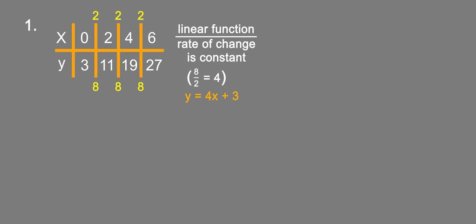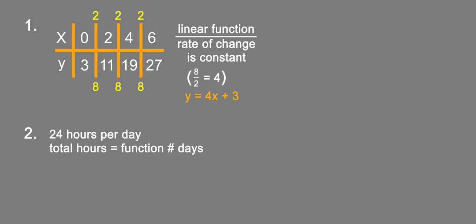Now with number 2, we're given that there are 24 hours per day. Total hours is a function of the number of days. And we're asked, is this linear or nonlinear? And to explain. Well, we have a constant rate of change of 24 hours per day. So total hours simply equals 24 hours per day times the number of days. We'll call it D, or we can go ahead and put down days, number of days. Well, this is a linear function because we have y equals mx. It's actually a direct variation and a proportional linear relationship.